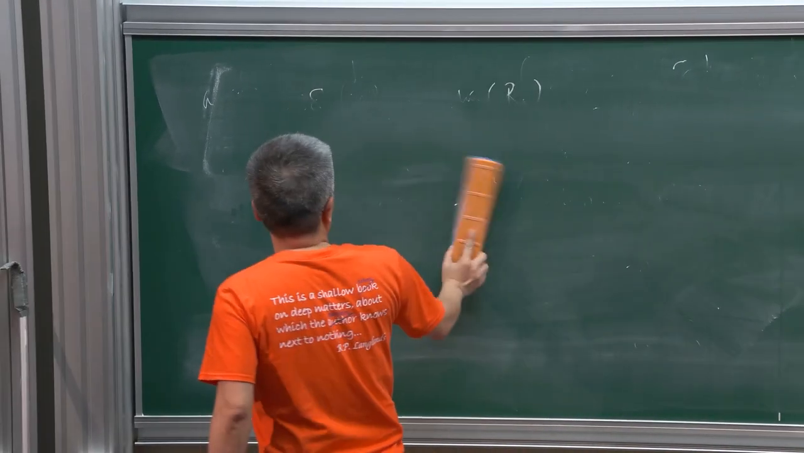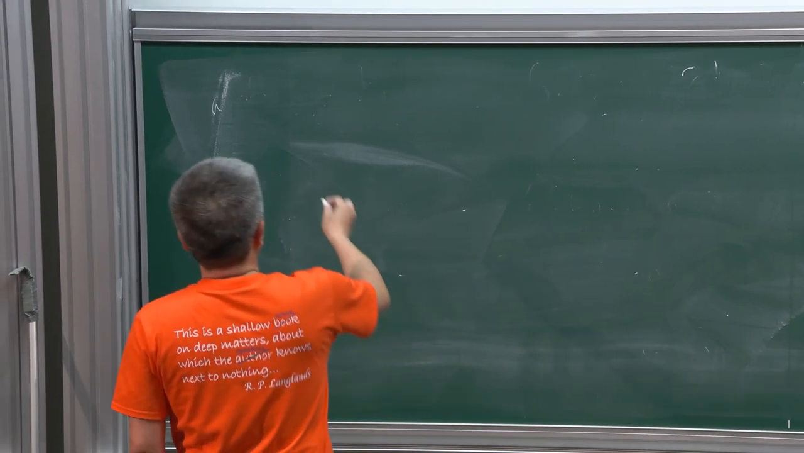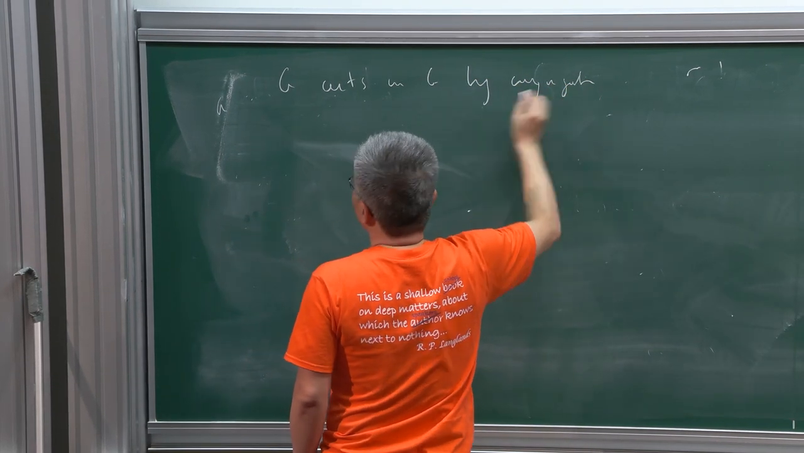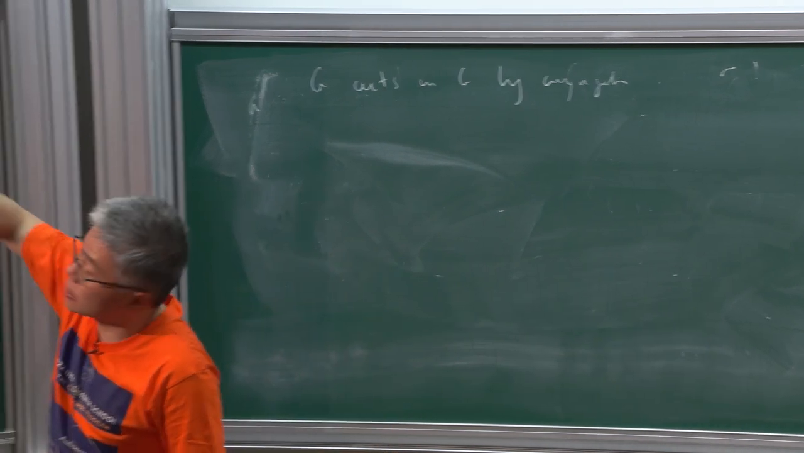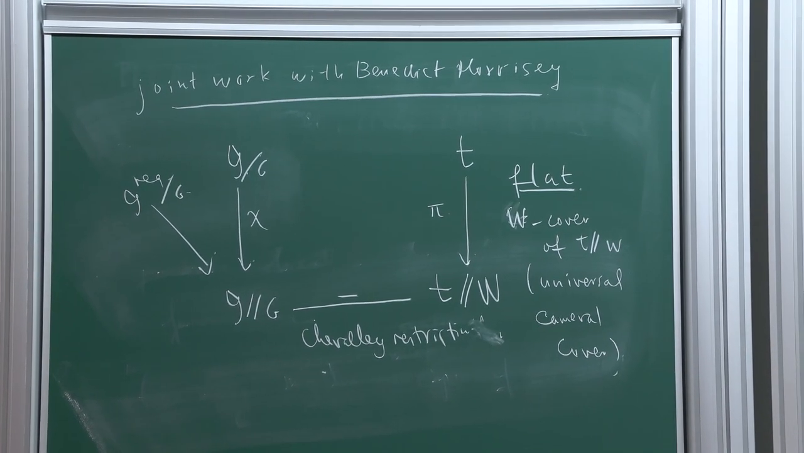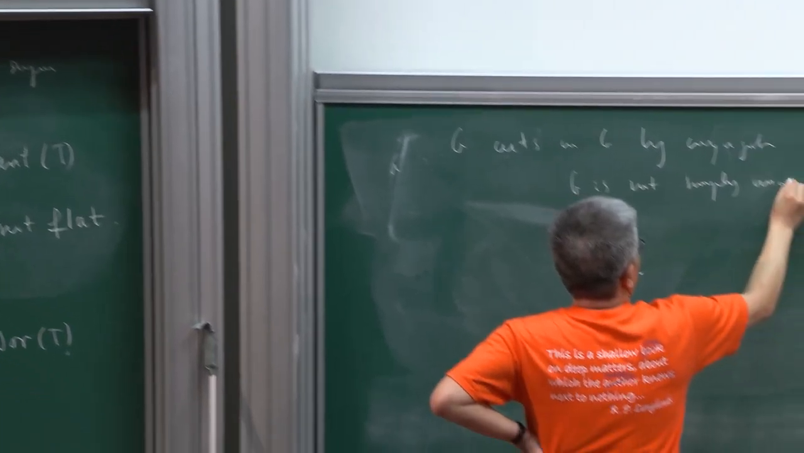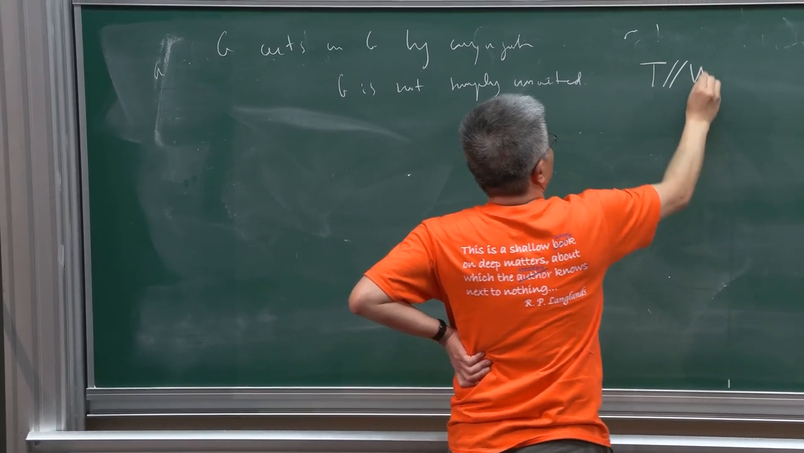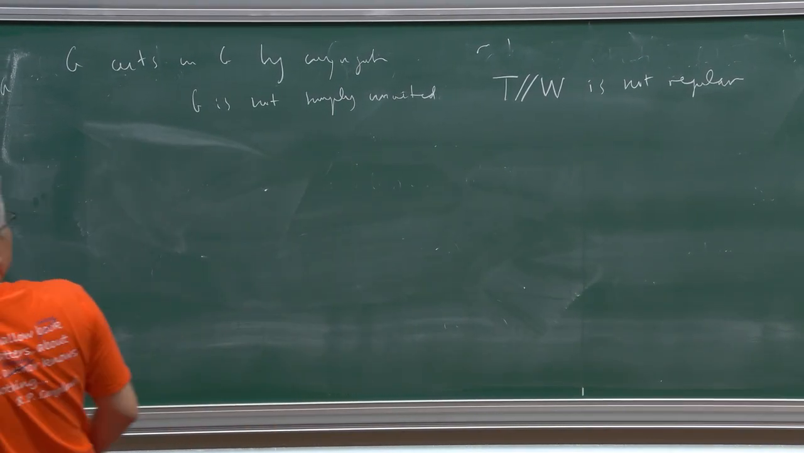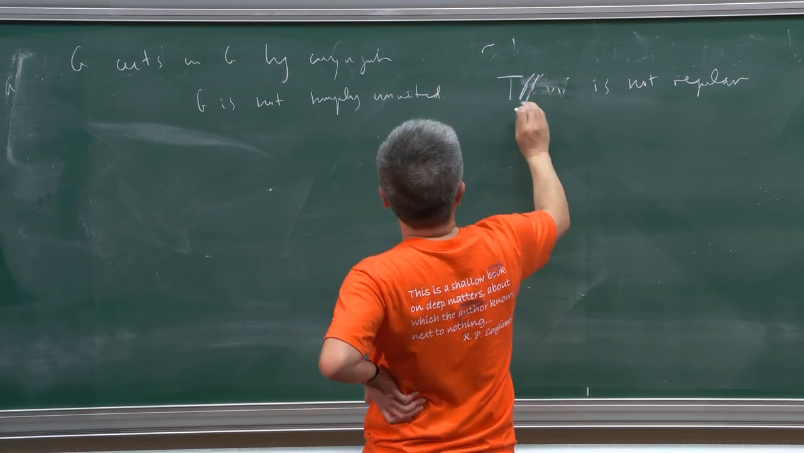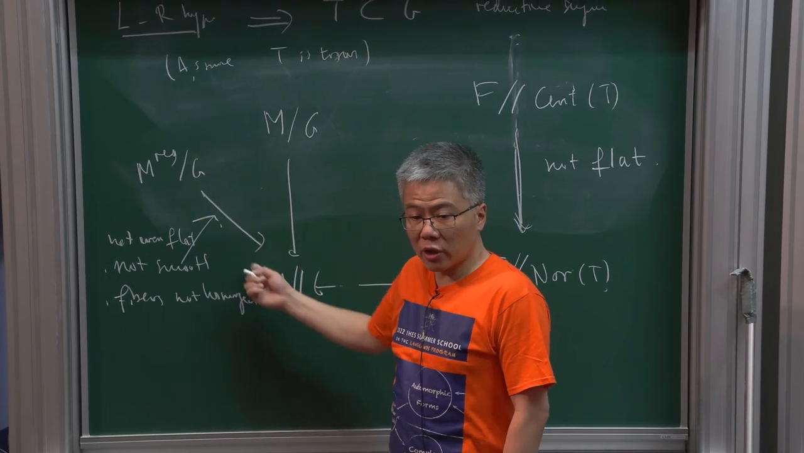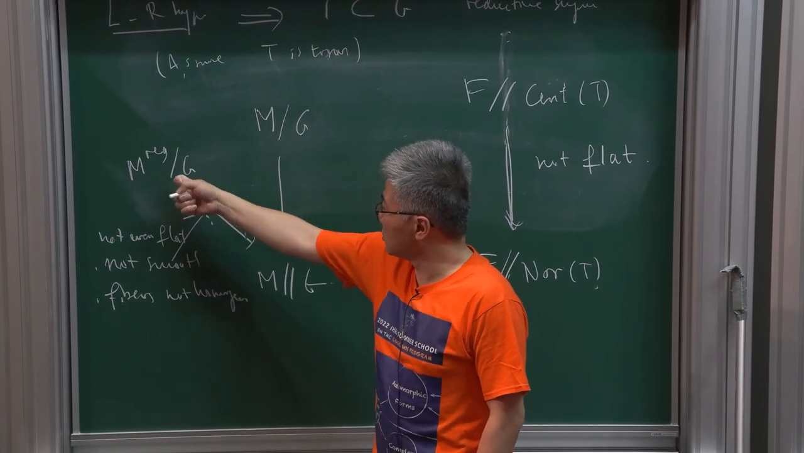So it actually depends. The simplest case next to the adjoint case is G acting on G by conjugation. It works well when G is simply connected. That thing works if G is simply connected, acting on G. But otherwise, it doesn't work, because if G is not simply connected, then T mod W is not regular, right? So this is more than F mod W. This thing is not regular. And because this thing is smooth, there's no way that this map is smooth. If this is smooth, this has to be smooth.